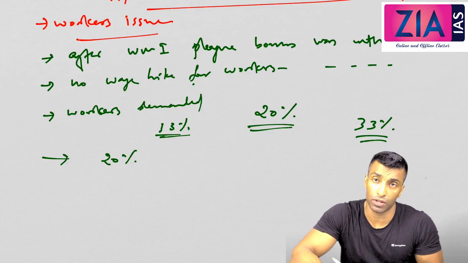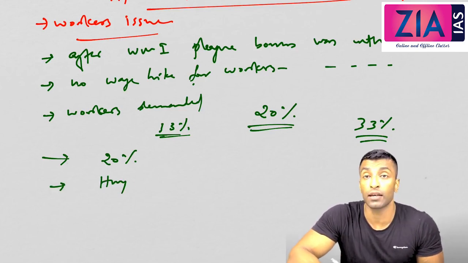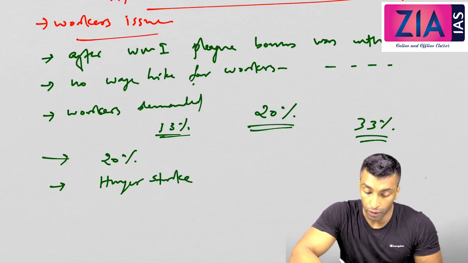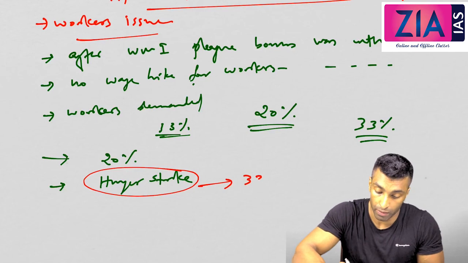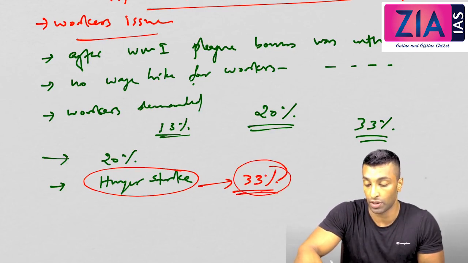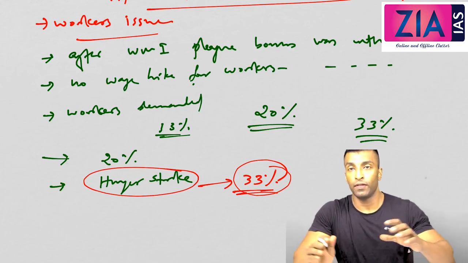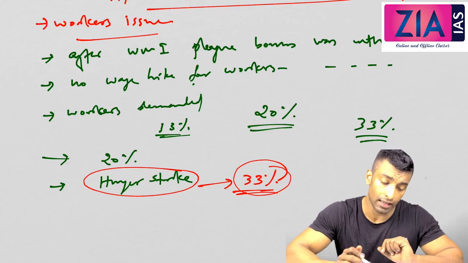Then when Gandhi came, because of Gandhi, initially they agreed to 20%, and then the workers and Gandhi were not happy. Gandhi went for a hunger strike. Very, very important point here. And ultimately, he managed to get 33%. So effectively, they got a 33% wage hike. But more than all these facts, what I want to highlight is the arrival of Gandhi.